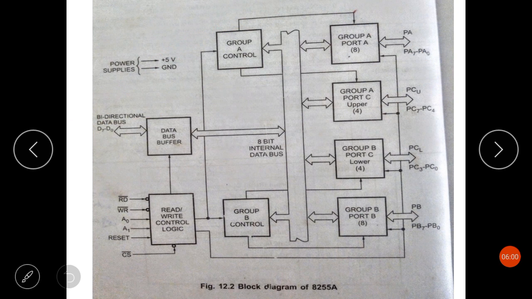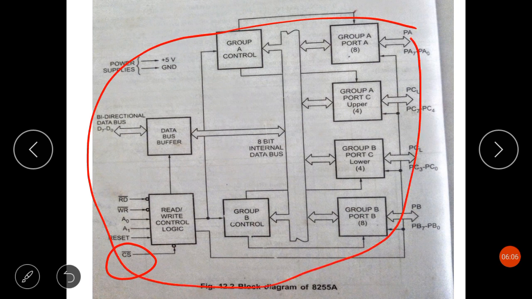Now next is CS bar. Obviously, whenever this pin is activated, it means this 8255 is selected, and only then can the 8085 microprocessor transfer or receive data through this 8255. So the CS bar pin has to be activated for this 8255 to function. This is an active low input, and this is a chip enable signal, or you can say chip select signal.